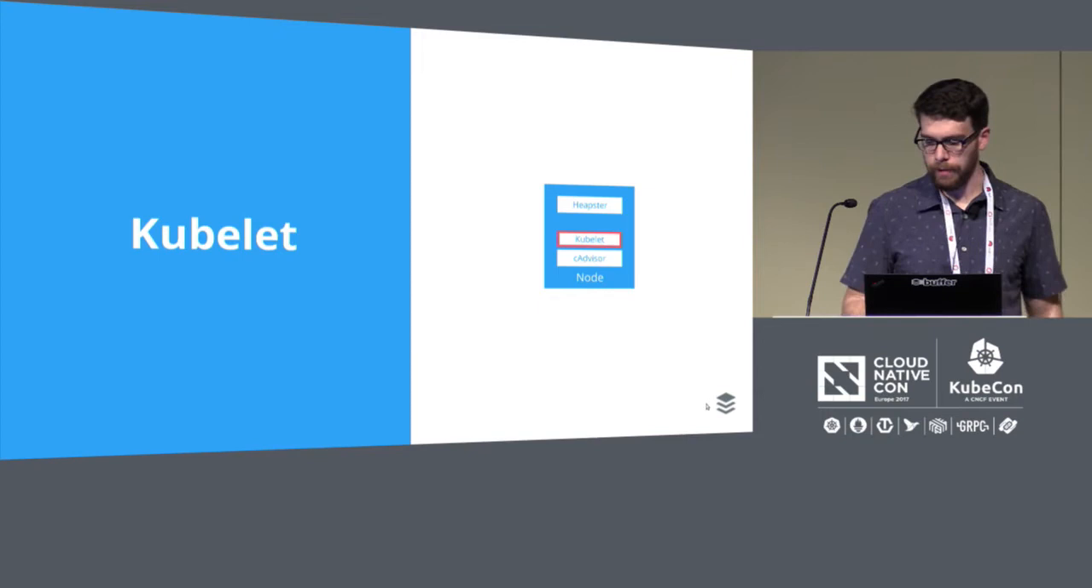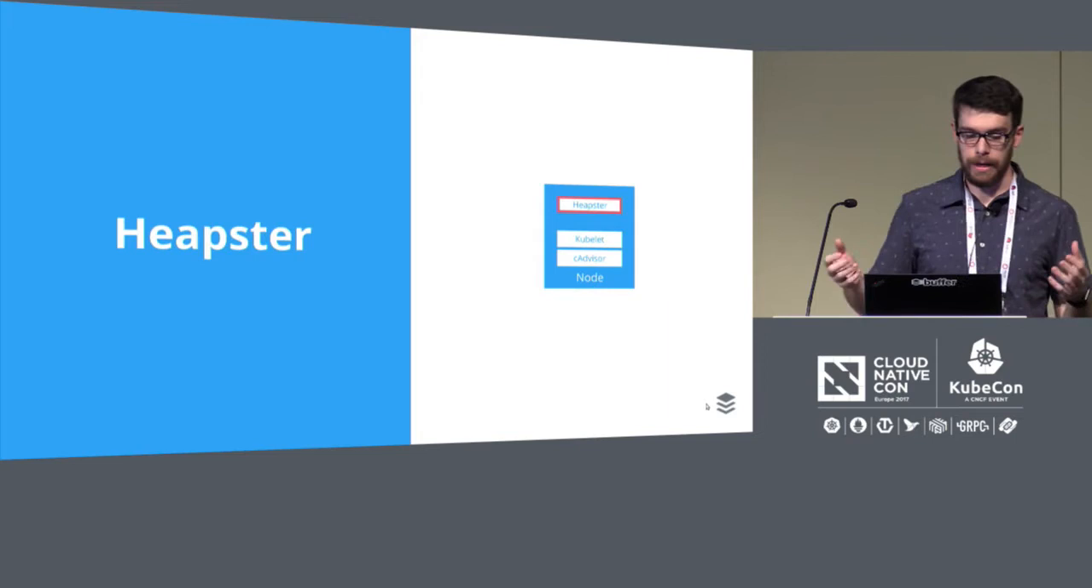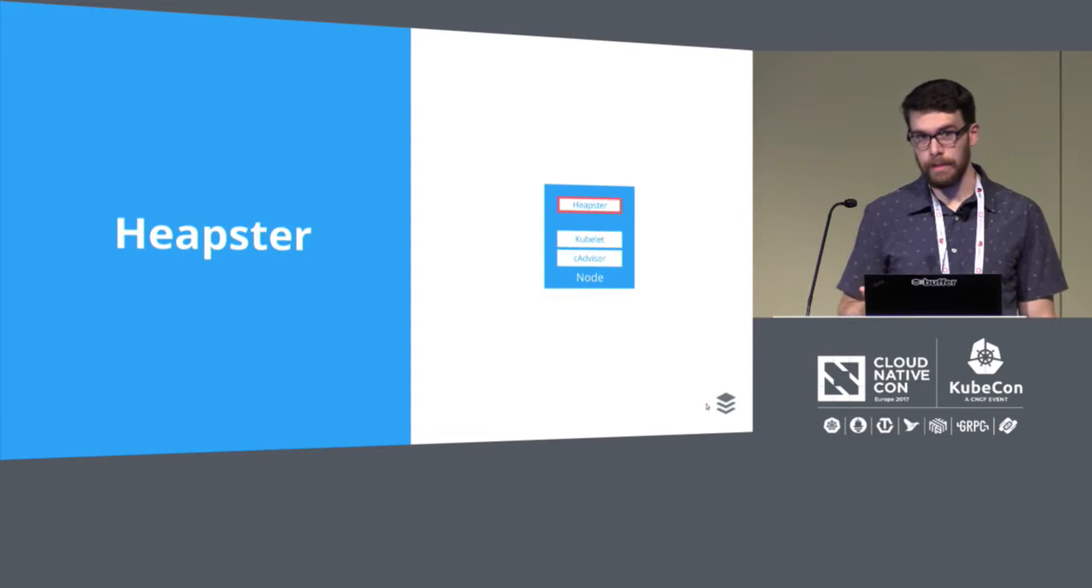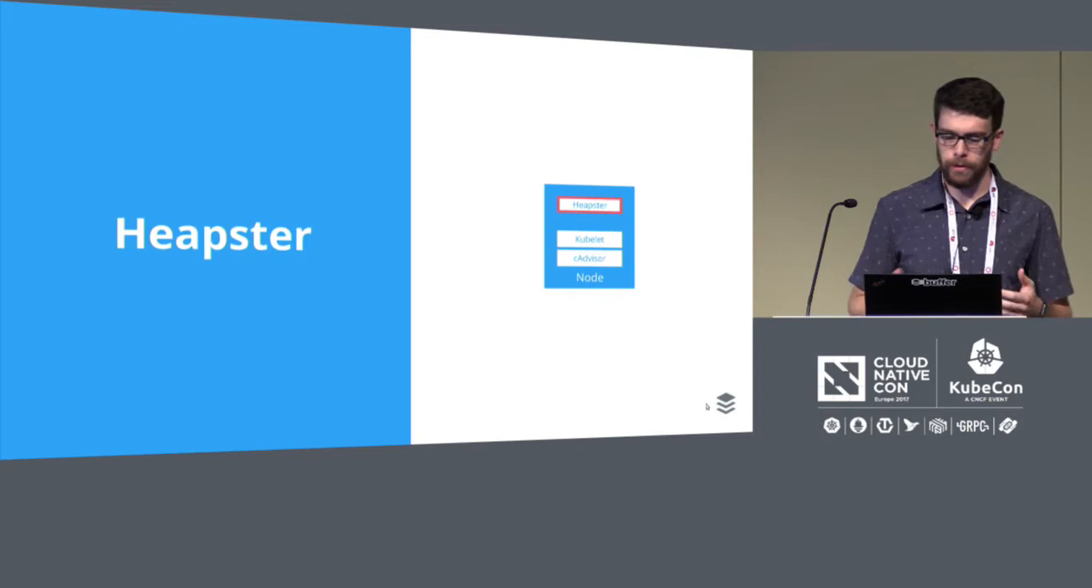And then on top of that, there's Heapster, which essentially aggregates all of the information from all the kubelets on all the nodes and makes that information available, and it pushes it off to a storage backend. That could be InfluxDB with Grafana. It could also be Google Cloud Monitoring, and there's a bunch of third-party backends that you could also use.